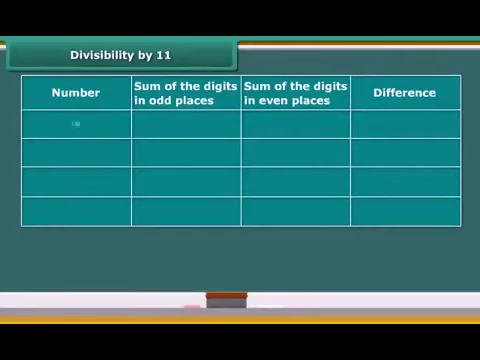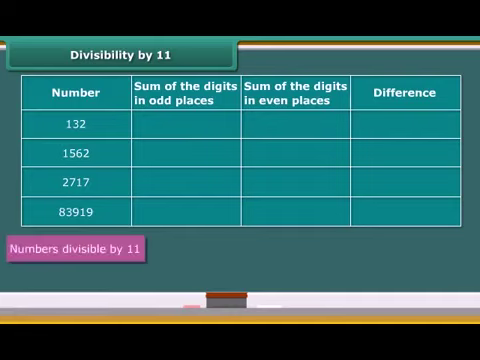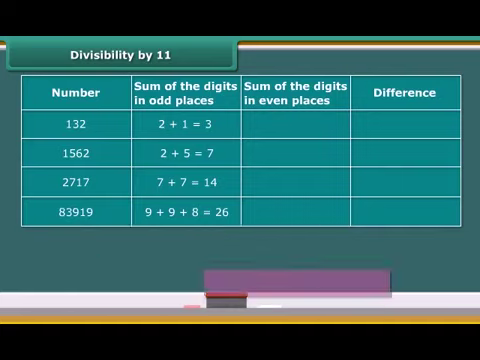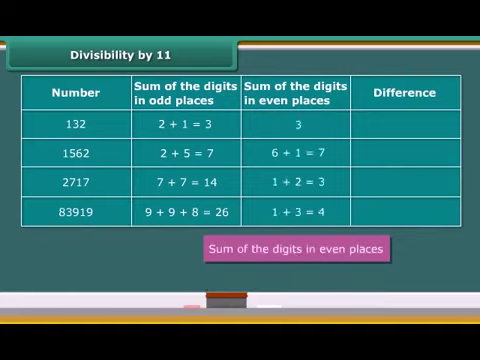Consider the numbers 132, 1562, 2717 and 83,919. All these numbers are divisible by 11, as can be checked by direct division method. Consider the sum of the digits of these numbers in the odd places, starting from ones place. Likewise, consider the sum of the remaining digits or the digits in the even places.